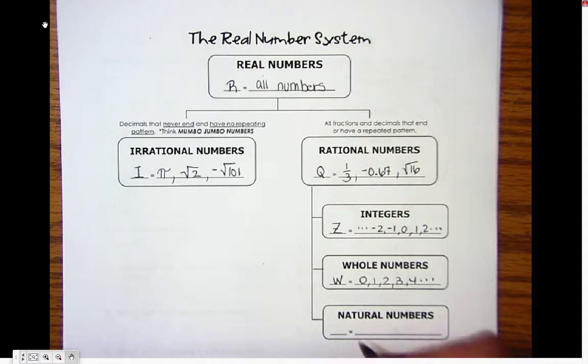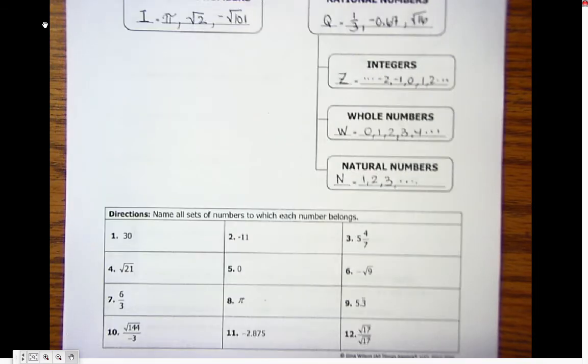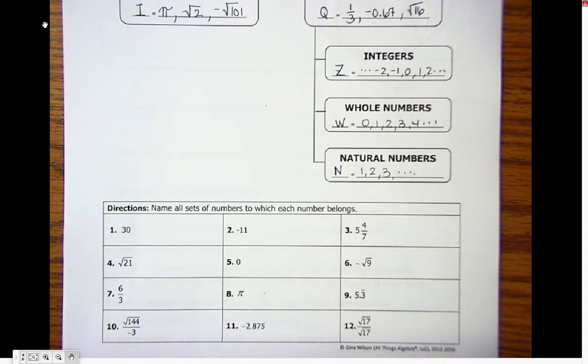And then our natural numbers are our counting numbers. We use the letter N for natural numbers. And those are just our counting numbers. So 1, 2, 3, and so on. So down at the bottom of your paper, what we want to do here is name all the sets to which each number belongs.